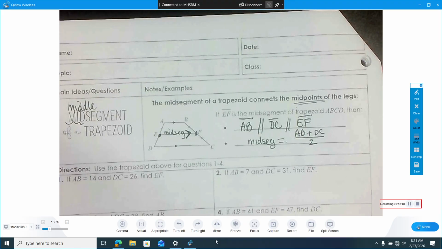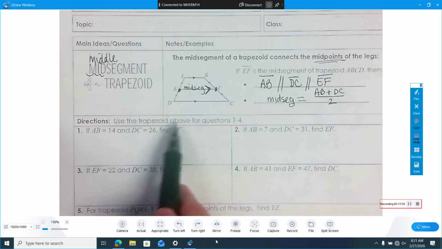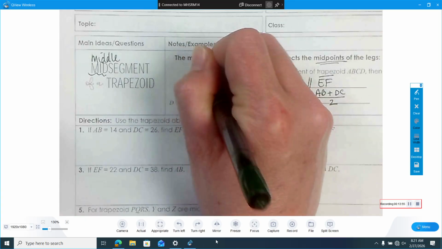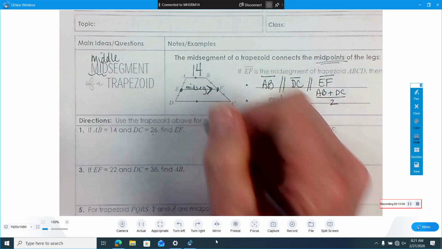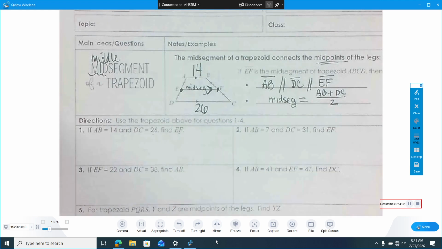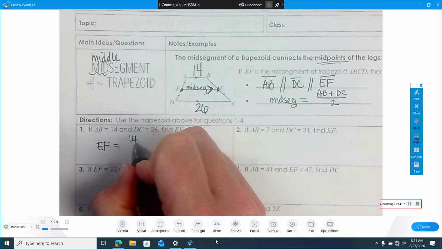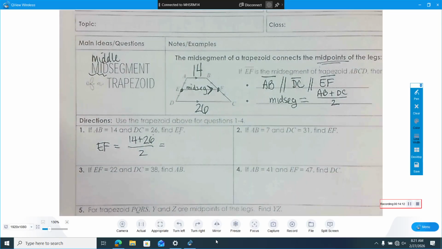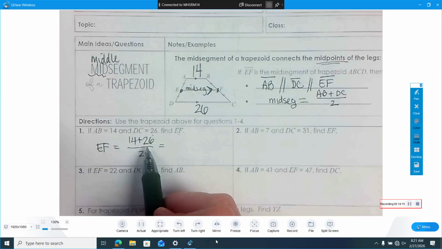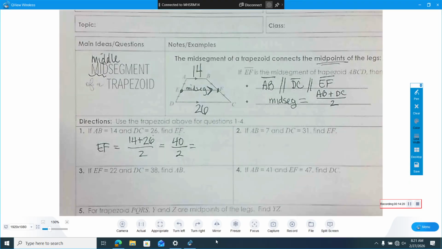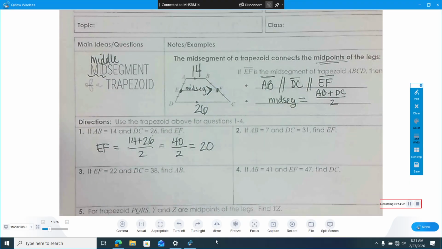All right. So use the trapezoid above for questions 1 through 4. If AB is 14 and DC is 26, find the length of EF. So what do we need to do to find EF? 14 plus 26, top plus bottom over 2. Perfect. 14 plus 26 is 40. Divided by 2 is 20. There you go.